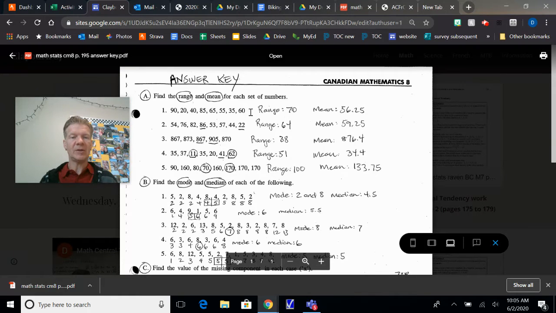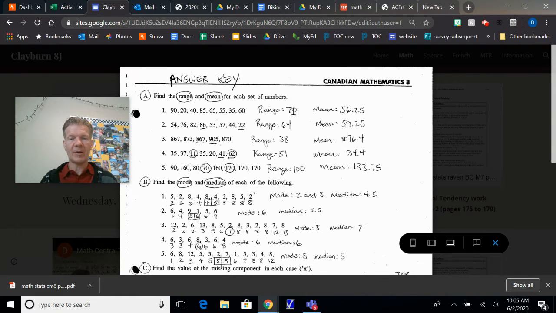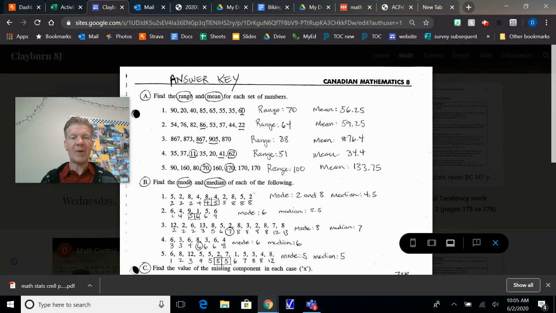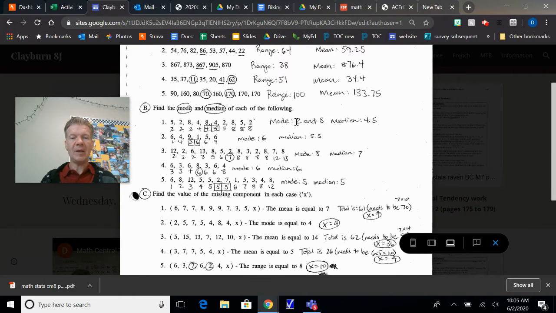To get range, you just take the biggest number minus the smallest number. Mean is the average, right? So you add all these up and divide by 8 because there's 8 numbers, okay? Mode is the most occurring number, the most common number. So you need to put it in order from smallest to largest so you can see. And here you can see that there's 3 2s and 3 8s. So the mode is 2 and 8.